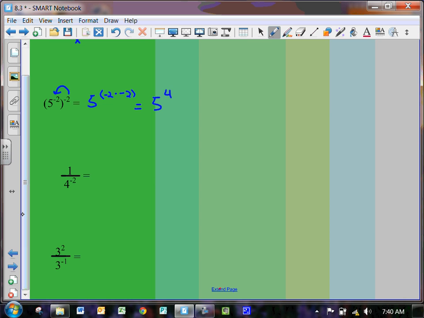All right, so 1 over 4 to the negative second. Just like we had before, 4 to the negative second would go to the bottom of a fraction. In this case, to make the exponent positive, you actually bring it to the top. So all you get is 4 to the second. So 4 to the negative second, get rid of the negative, bring it to the top of a fraction, and it makes it a whole number.